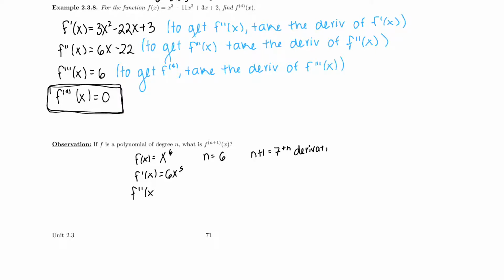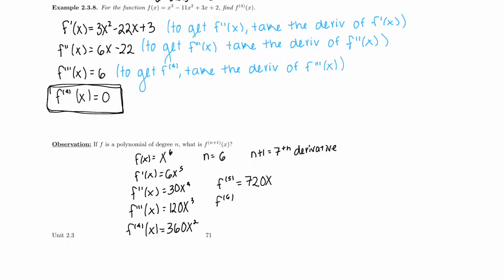So if we go all the way to the 7th derivative here, this number is going to get a little out of hand. But we have 30x to the 4th, third derivative, 120x cubed. The 4th derivative, 360x squared. The 5th derivative, 720x. The 6th derivative, 720. The 7th derivative, 0.